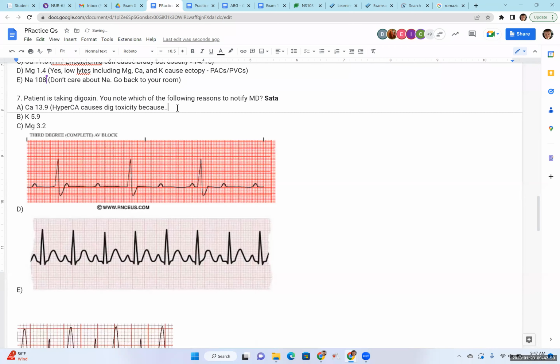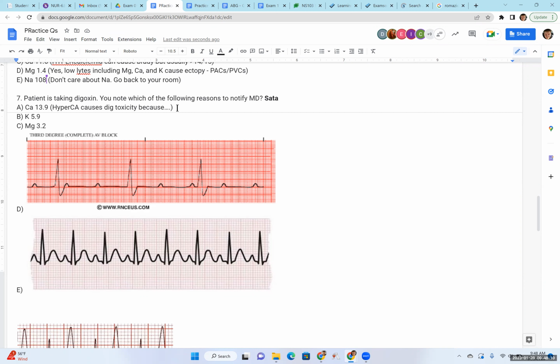Hypercalcemia causes dig toxicity because, and you can fill in the blanks there. You want to aim for rationales. You want to get the rationales behind all these things. If you don't, don't try to memorize. And it's a little bit too late right now to do that. So after Monday's lecture or after each lecture, that's what you want to be doing. You want to be trying to get rationales behind all the things.